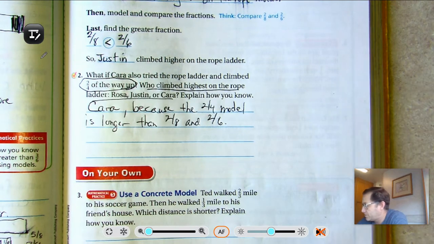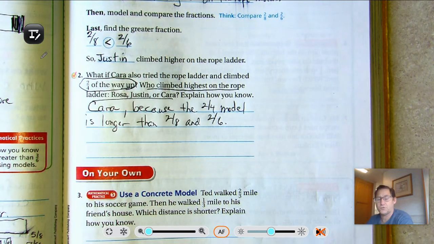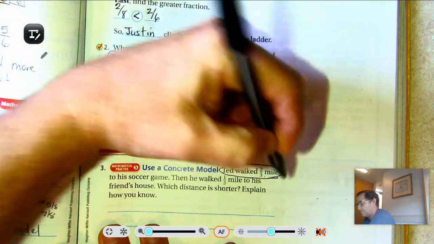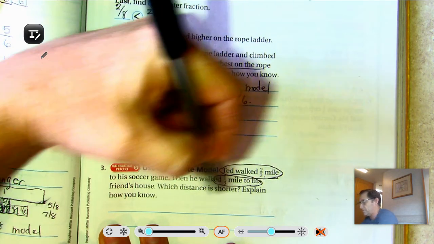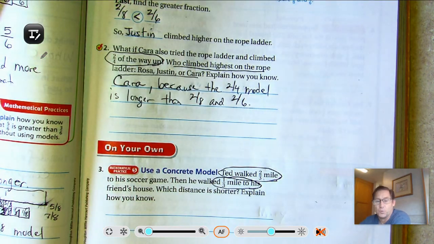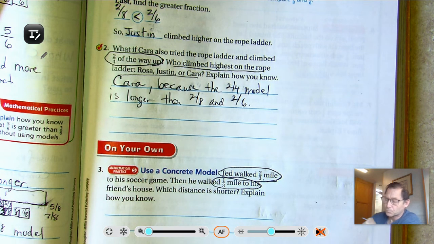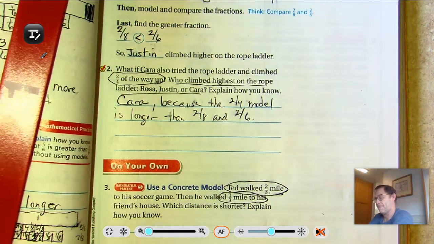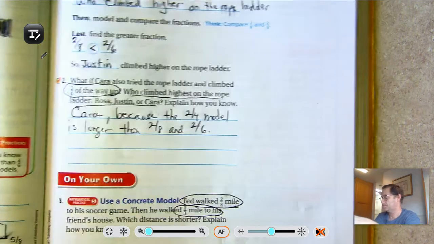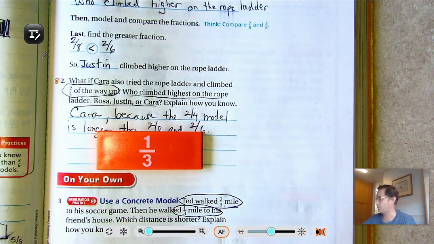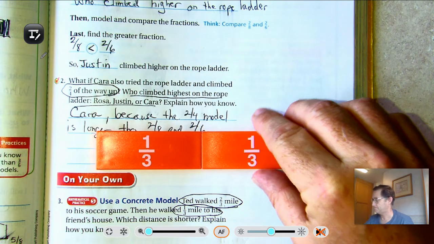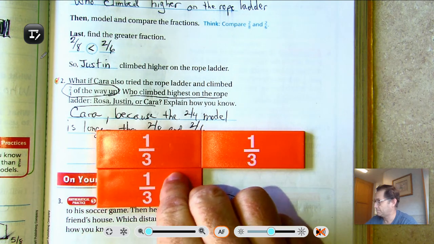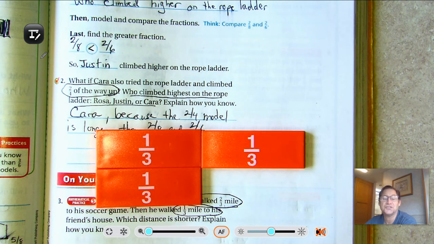All right, use concrete model. Ted walked 2/3 of a mile to the soccer game. Then he walked a third mile to his friend's house. Which distance is shorter? Well, so it says he walked 2/3 mile to his soccer game. Then he walked a third of a mile to his friend's house. Which distance is shorter?